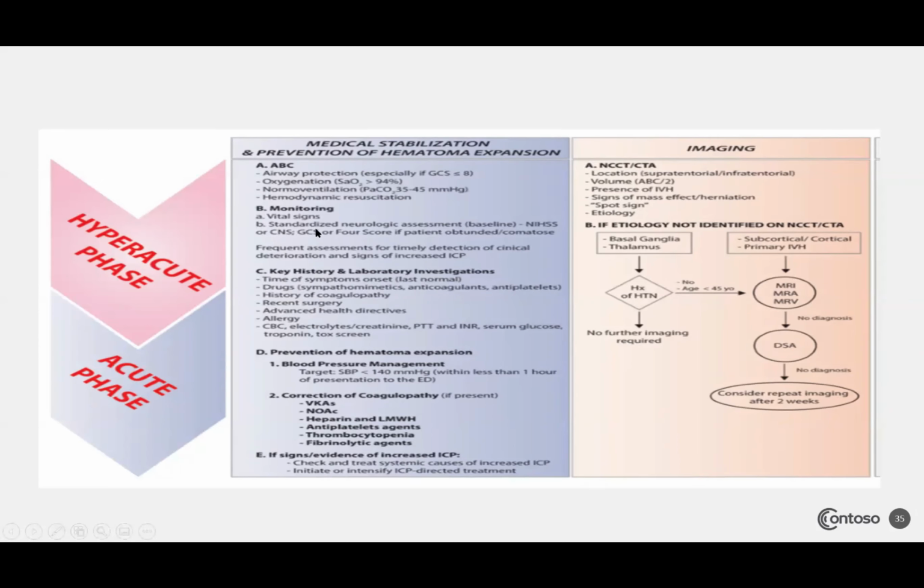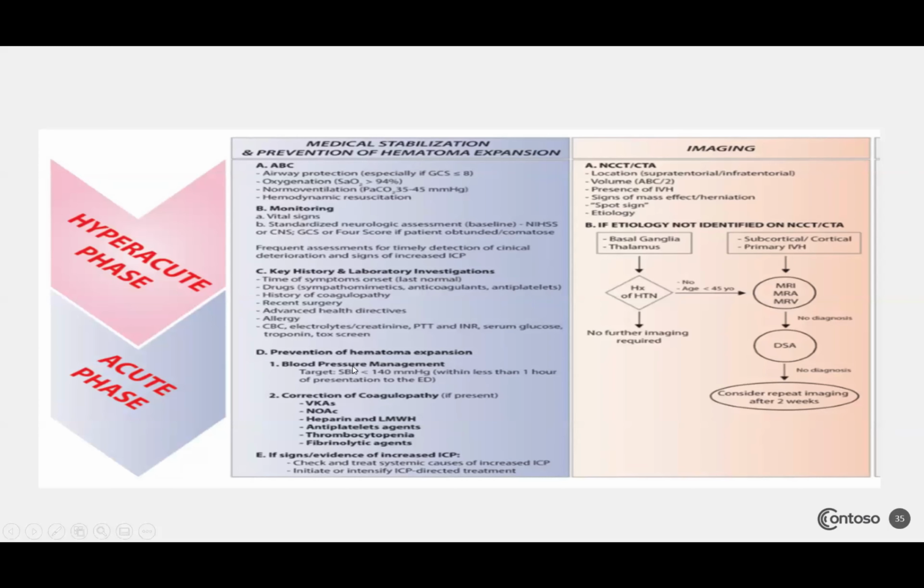Monitor these patients' vitals, with standard neurological assessment every hour: NIH score, GCS, and FOUR score, as we mentioned in the last lecture. Key things in the history and laboratory: time of onset of symptoms, drug availability, recent surgeries, advanced health directives, like whether the patient is DNR or not, allergies, CBC, electrolytes, PTT, INR, serum glucose, troponin, and toxic screen.